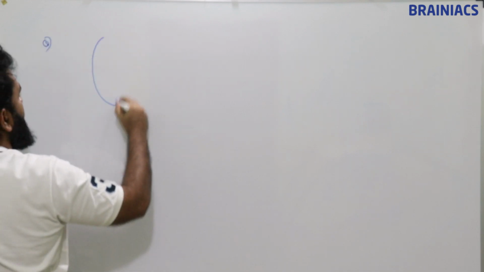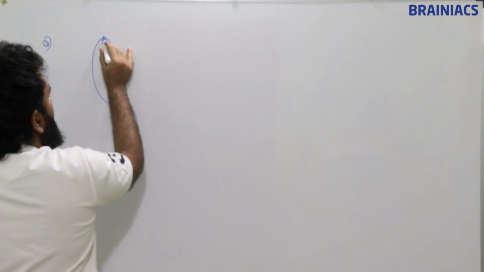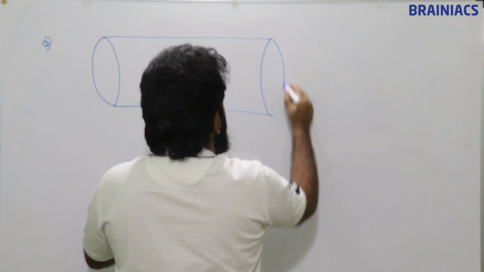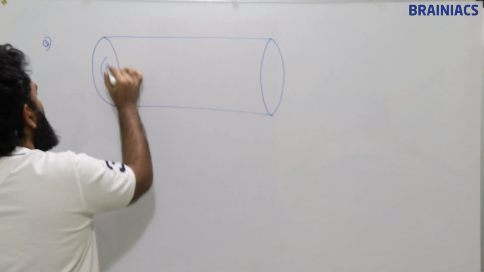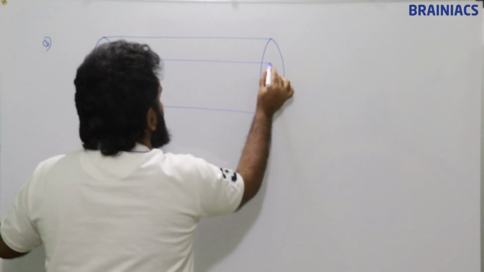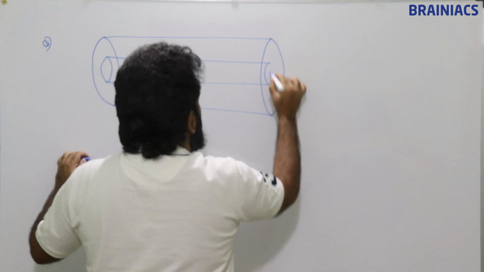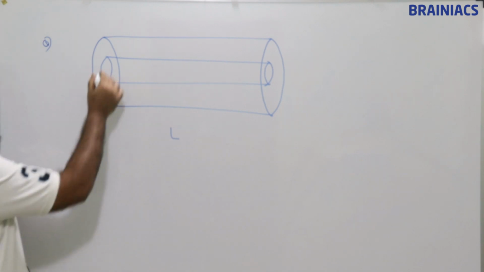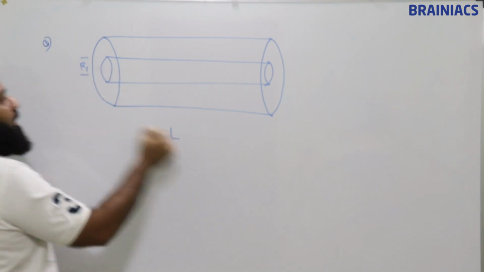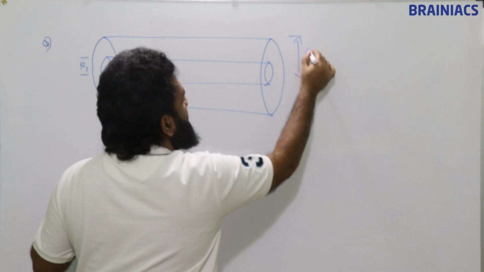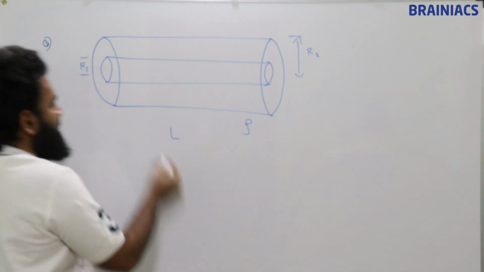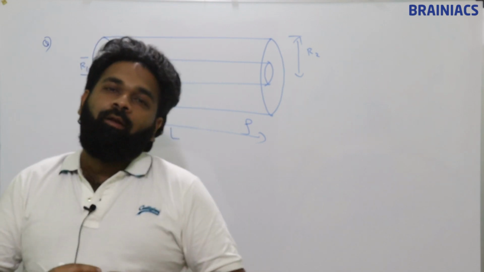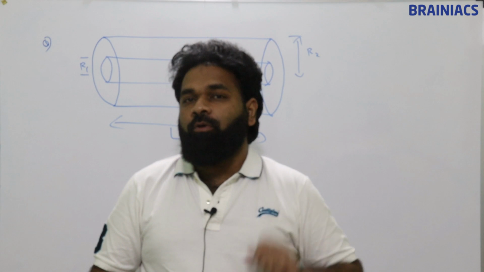It is like a conductor. So length of the conductor is L, and okay, let us take this radius R1, this radius R2, and its resistivity is rho. So you know very well about the importance of direction of current.